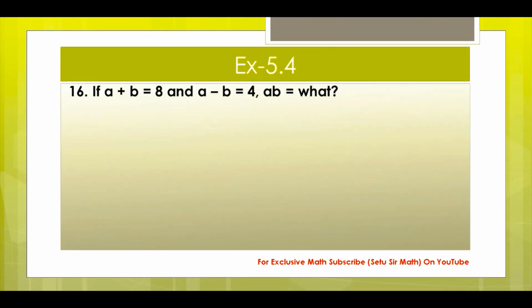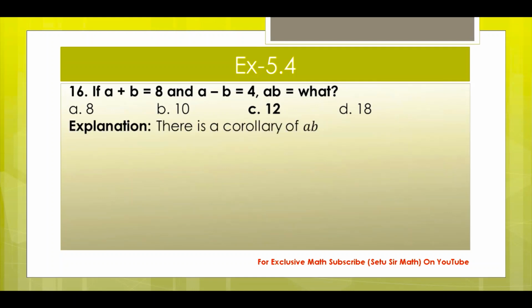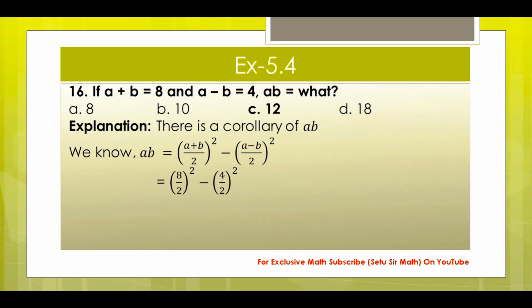So my dear students, number 16, a plus b equals to 8, a minus b equals to 4, ab equals to what? These are the options. C is the desired answer. There is a corollary: ab equals to a plus b by 2 whole square minus a minus b by 2 whole square. We just put the values of a plus b and a minus b, and if we reduce, we will get 4 square minus 2 square, that would be 16 minus 4, that would be 12, the desired answer.